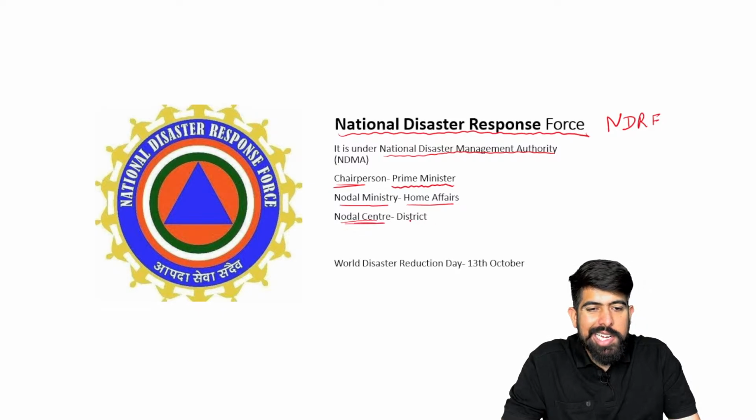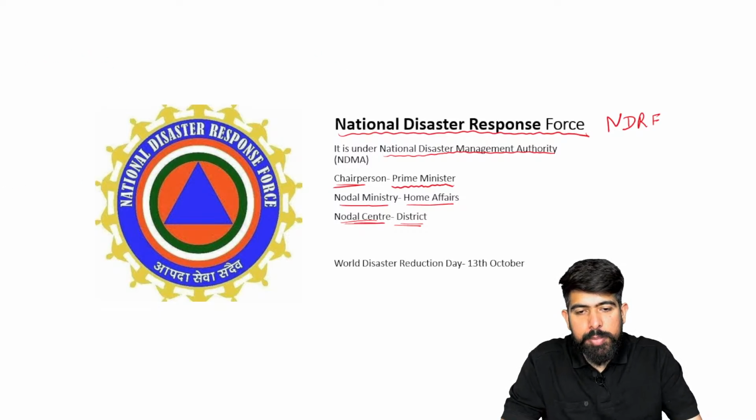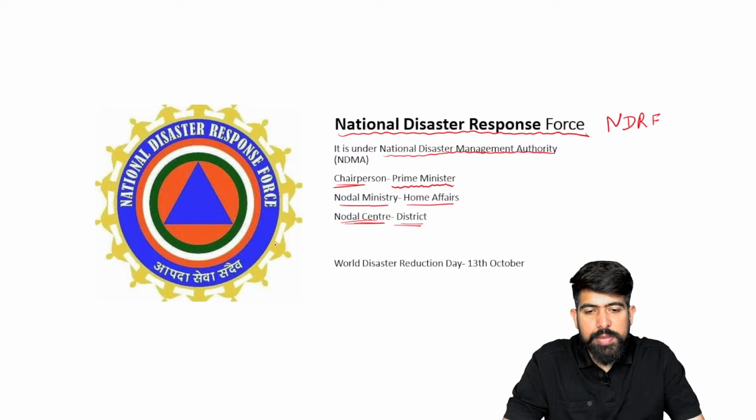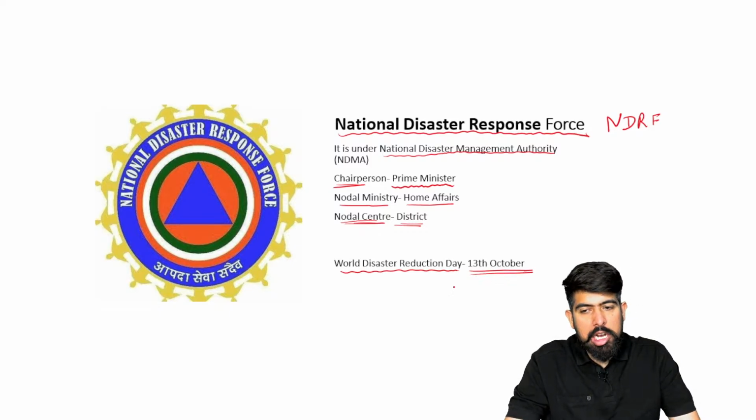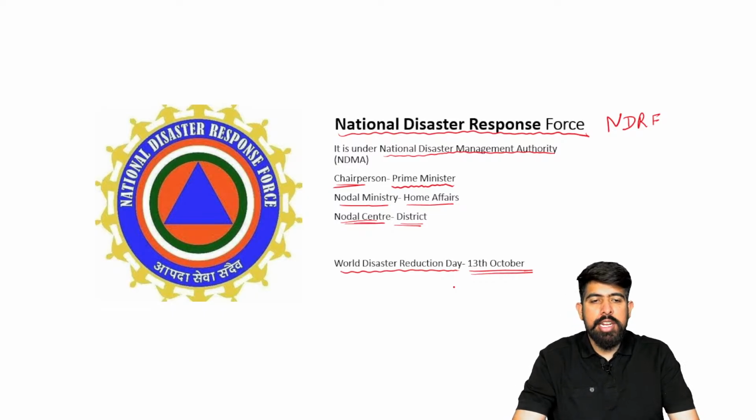If we're talking about the nodal center of this National Disaster Response Force, it will be at the district level. You can see in the image a triangle, and we have circular logos, with National Disaster Response Force, Aapda Seva Sadev clearly written. World Disaster Reduction Day is on the 13th of October, right? So this is about your National Disaster Response Force.